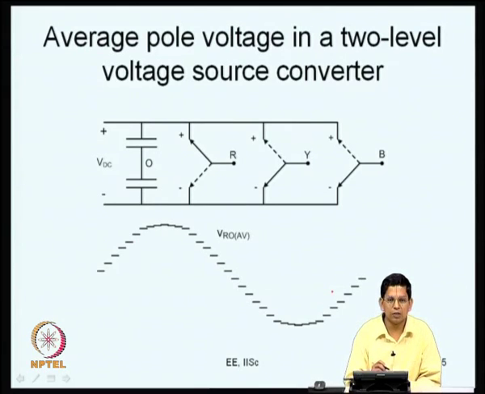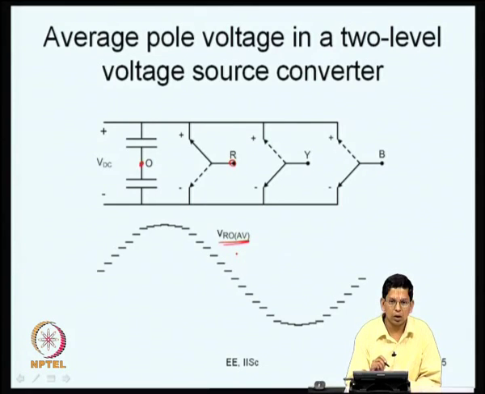Over a line cycle, over a fundamental cycle, the average pole voltage is modulated in a certain fashion, which is usually sinusoidal. This is a 2 level voltage source inverter, and in every switching interval you produce a certain VRO average, that is average pole voltage. R is the midpoint of this leg called the pole, and O is the midpoint of the DC bus center. VRO is the potential at R measured with respect to O, and VRO average is the average value of VRO over a switching interval.